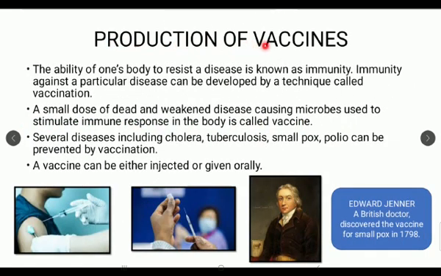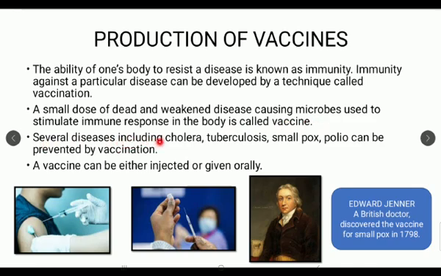Now, the production of vaccines. The ability of one's body to resist a disease is known as immunity. Immunity against a particular disease can be developed by a technique called vaccination. A small dose of dead and weakened disease-causing microbes used to stimulate immune response in the body is called a vaccine.